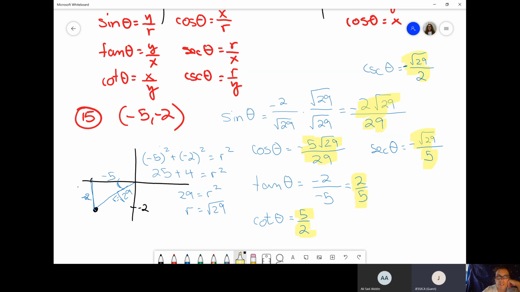So the easiest, at least for me, is always to make a little sketch of what you have given, what is going on. Does that make sense? Yes.